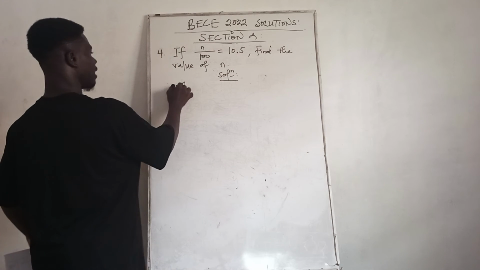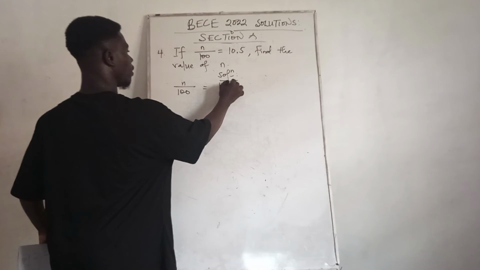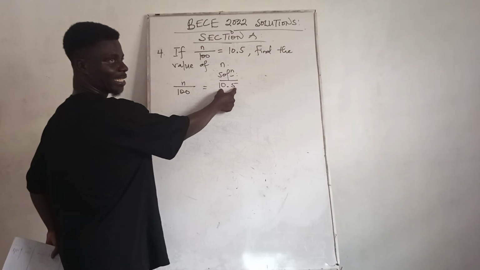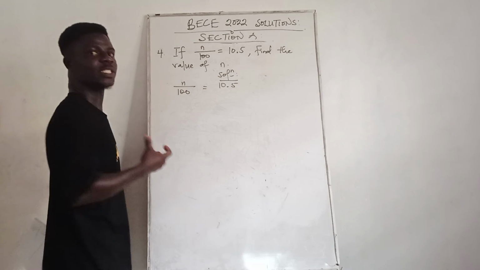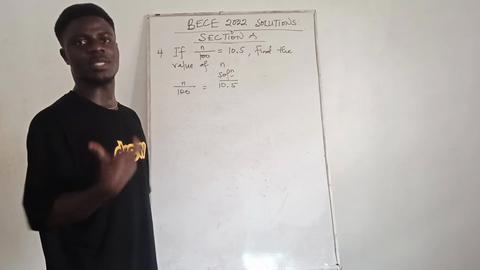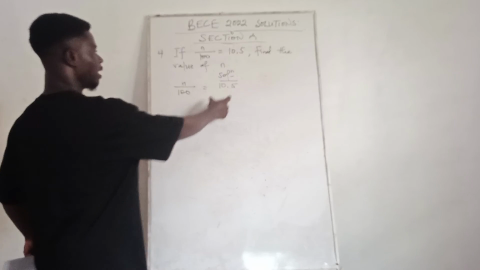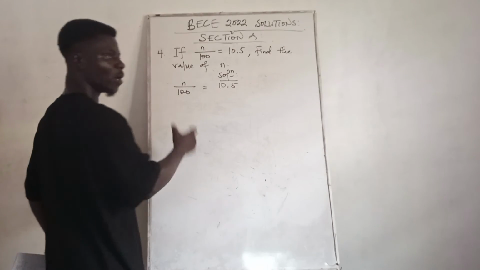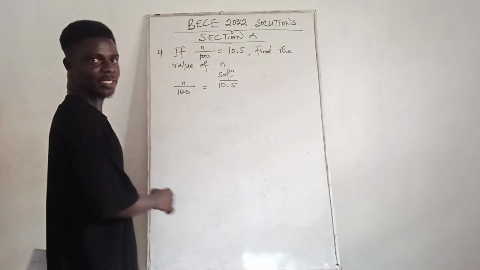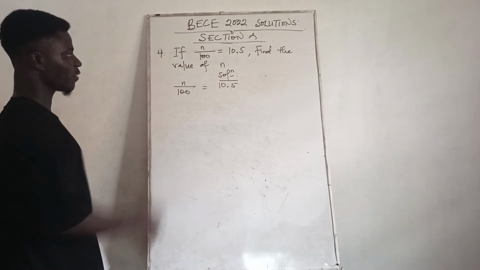So I have my n over 100, which must be equal to 10.5, right? So this one is a terminating decimal. So we can say that's a rational number. A rational number can always be expressed as a vulgar fraction, right? It's a terminating decimal, which means the decimal has an ending. So 10.5, that's a rational number.